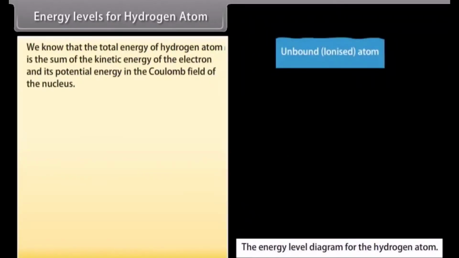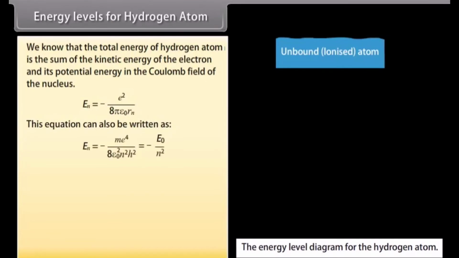Energy levels for the hydrogen atom. We know that the total energy of the hydrogen atom is the sum of the kinetic energy of the electron and its potential energy in the Coulomb field of the nucleus. En equals minus e square upon 8 pi epsilon naught Rn. This equation can also be written as En equals minus m e raised to the power 4 divided by 8 epsilon naught square n square h square, where E naught is equal to m e raised to the power 4 divided by 8 epsilon naught square h square.